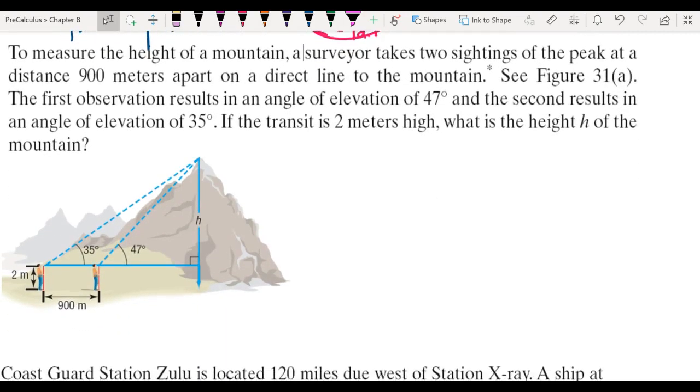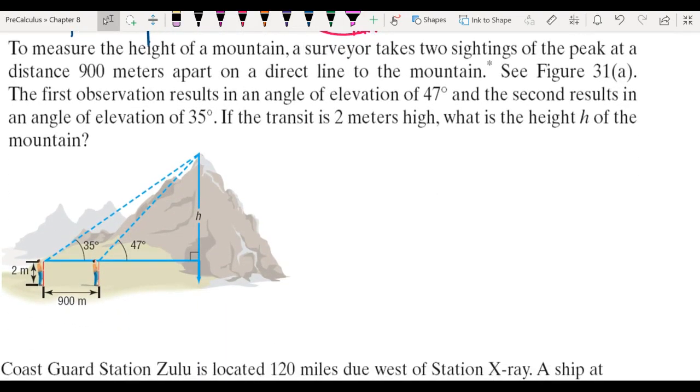It says, to measure the height of a mountain, a surveyor takes two sightings of the peak at a distance 900 feet apart on a direct line to the mountain. See figure 31A. So that's this picture down here. Okay. The first observation results in an angle of elevation of 47 degrees and an angle of 35 degrees. Okay. The transit is 2 meters high. So what this is telling us is that after we find our h, we have to add 2 to it to get the actual height of the mountain.